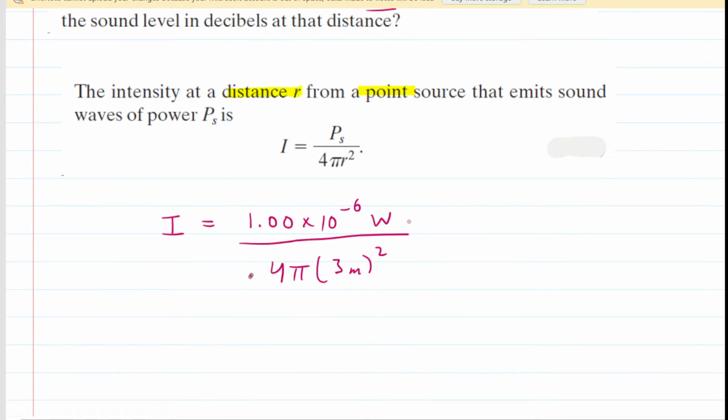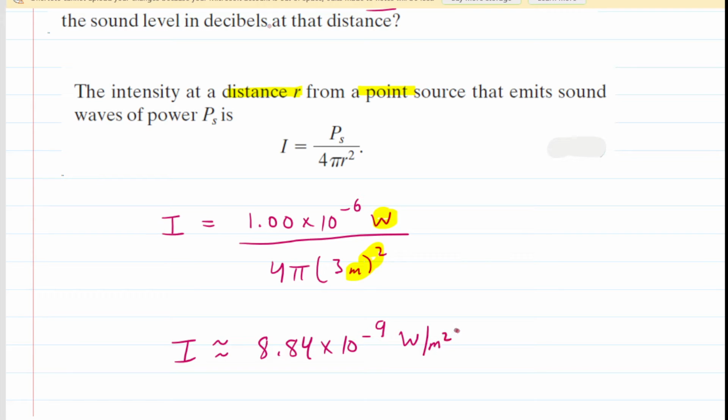And when we do that, we can see that the intensity is approximately 8.84 times 10 to the minus 9, and then dimensionally we have divided a watt by a meters squared, so we would have watts per meter squared. So this is the correct answer to part A of the question.